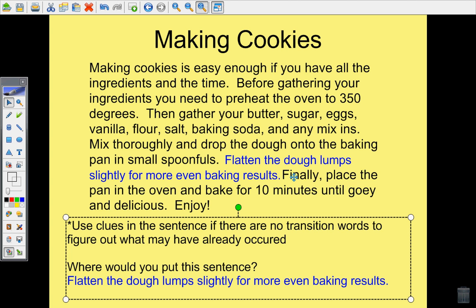I started with getting the oven ready, getting the ingredients, mixing them together, making them into little balls on the pan, finally flattening them out, putting them in the oven, and baking them. So you can see how by using transition words, by looking at the order of the sentences in the paragraph if there are no transition words, and then by looking for clues within your sentence itself, you can often pay attention to that sequencing and understand the order of how different things happen.